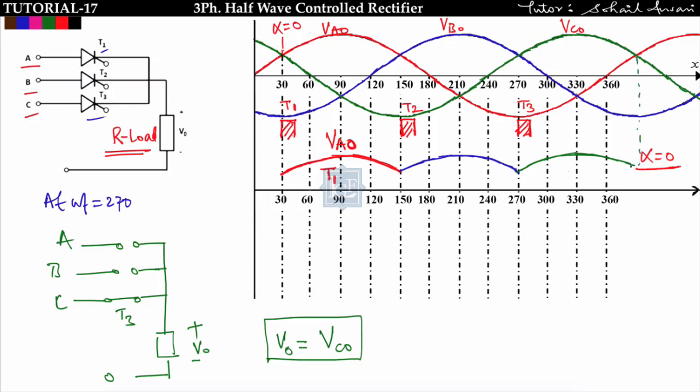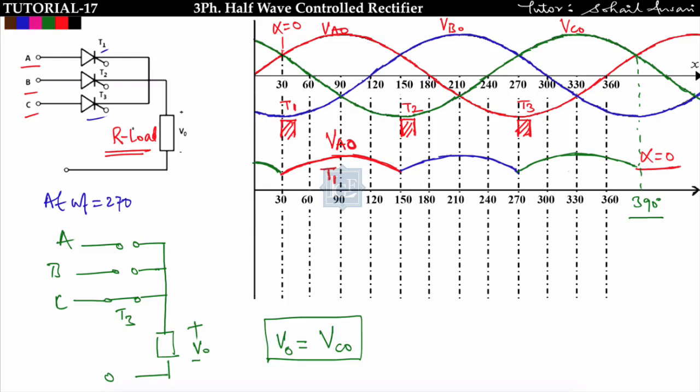already explained to you that each thyristor will conduct for 120 degrees. So it will continue till omega t is equal to 390. So we can say that at steady state I will get output voltage from 0 to 30 also like this, that is equal to Vc naught. Is it fine? So this is the output voltage waveform when alpha is equal to 0.